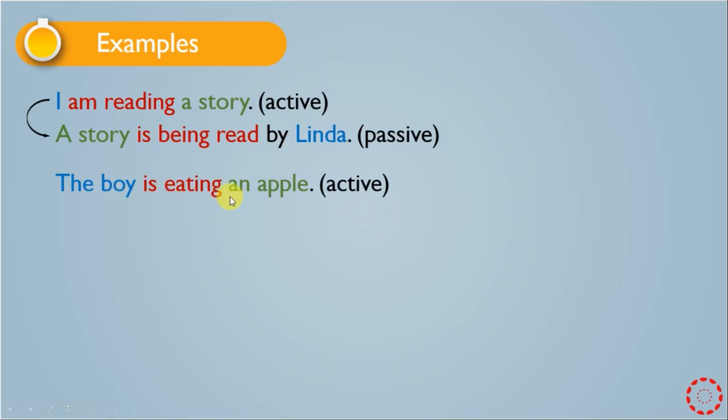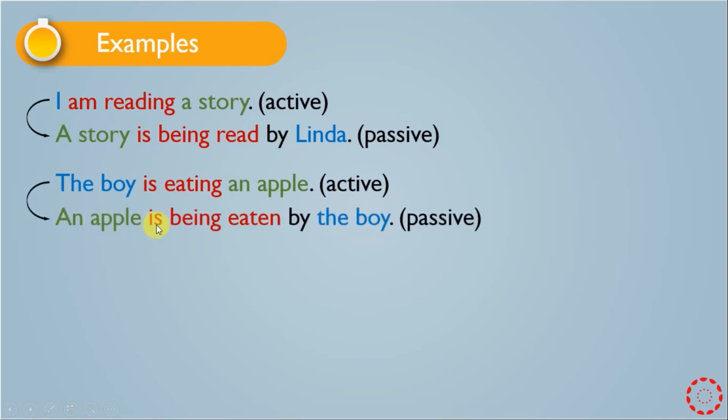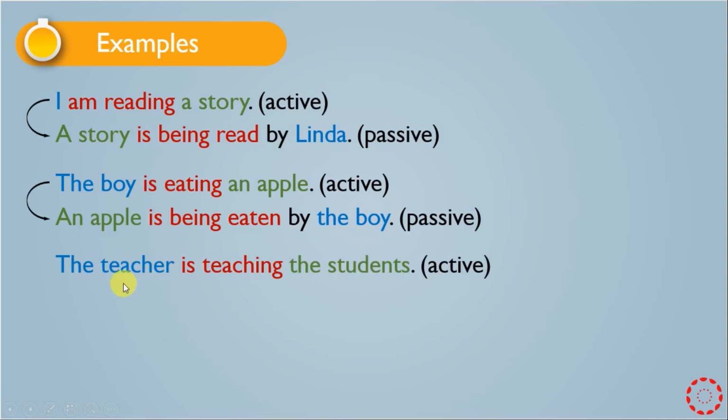This is by agent. Another example, the boy is the subject. The boy is eating an apple. Is is verb to be, eating is verb ing, and then we have an apple, which is an object. We change it to the passive voice. We say an apple. Because it's singular, we write is, and then we have being. After being, we have to use the past participle of the verb, which is eaten. Eating became eaten by the boy.